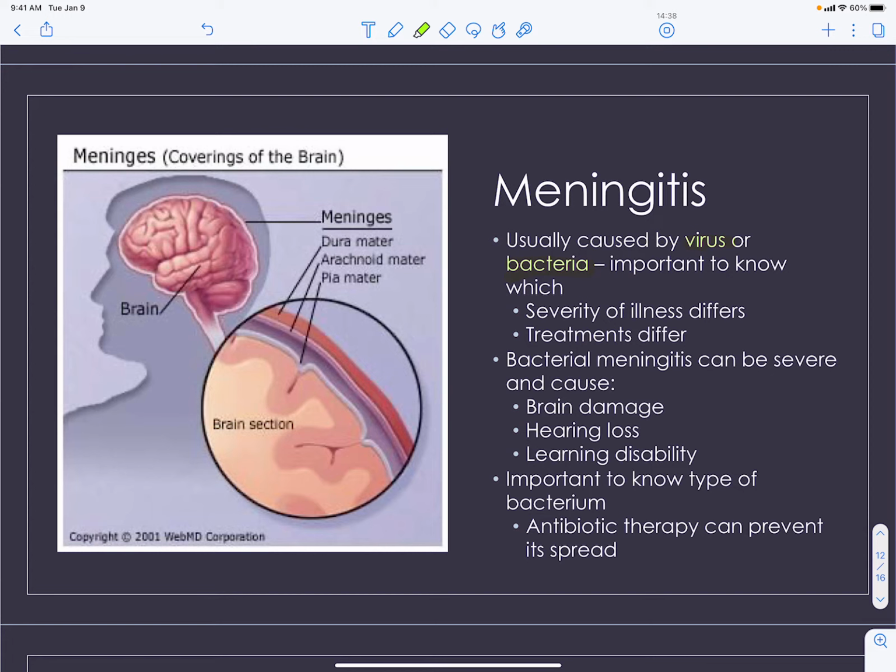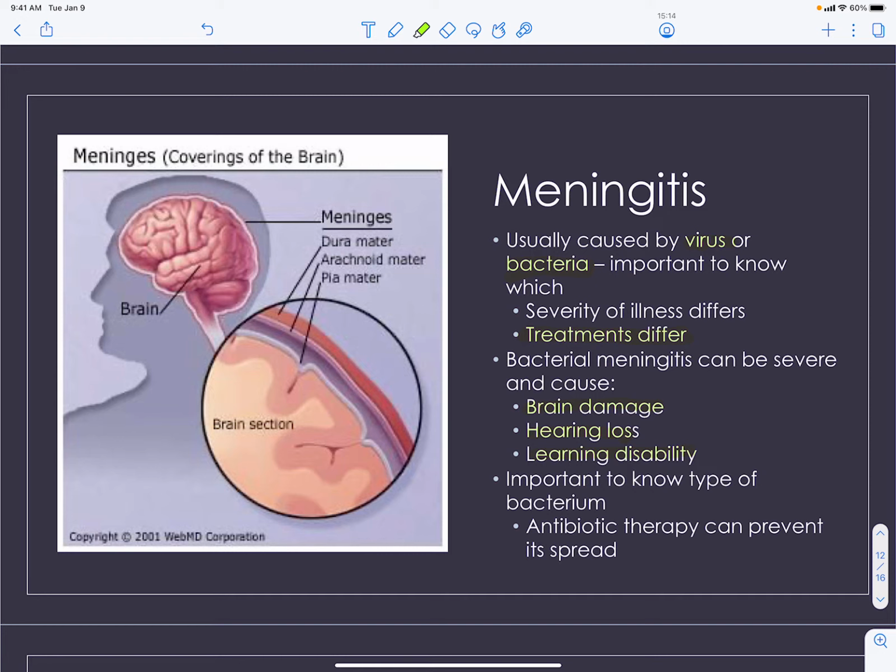You'd be giving supportive care. And so, in addition, for bacteria, it's important to know what type of bacteria is causing this, because the antibiotics used could be different depending on the bacteria that is causing the infection. Bacterial meningitis is going to be more severe than viral meningitis, so it has to be treated much more aggressively. It can lead to brain damage, hearing loss, learning disabilities. And again, it's important to understand which bacteria is causing this.